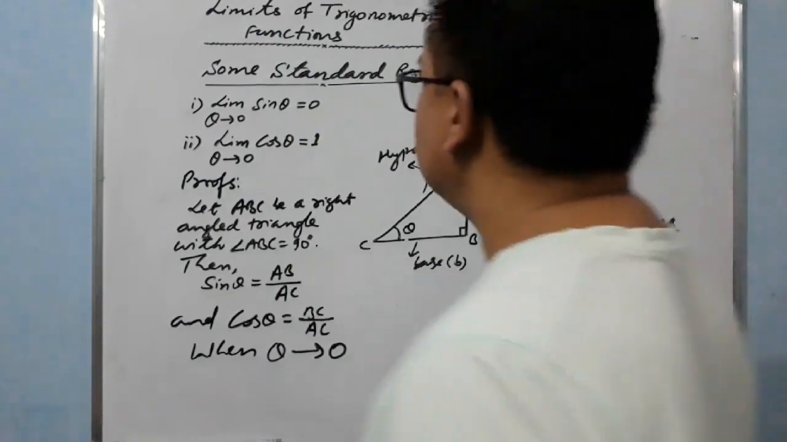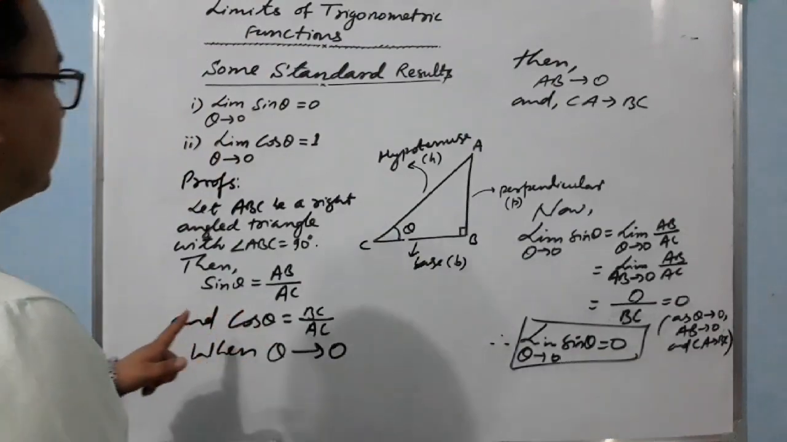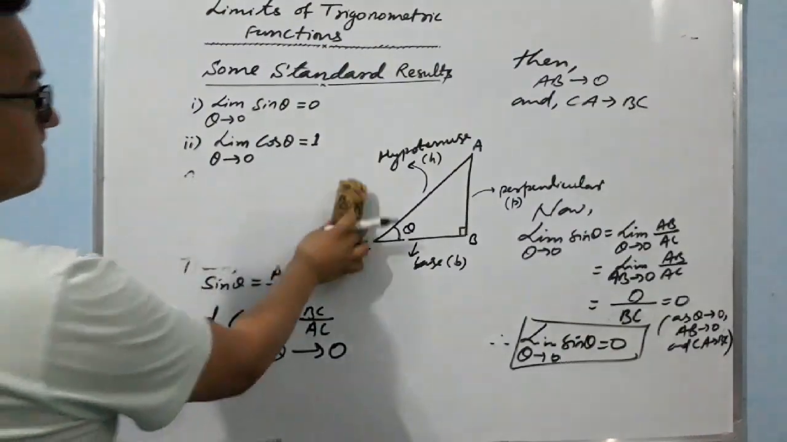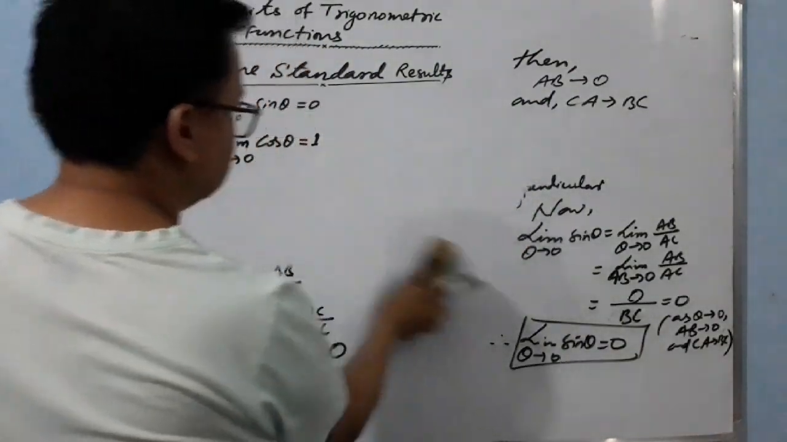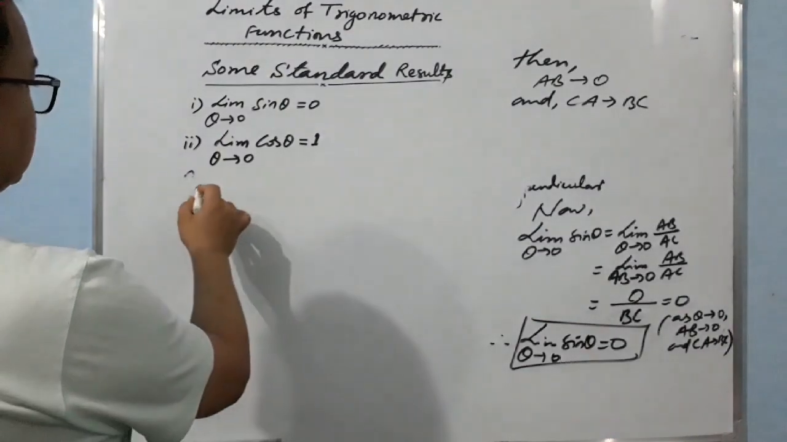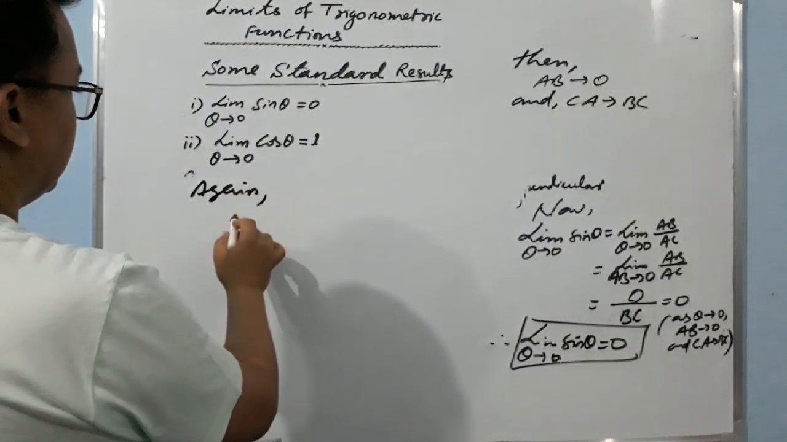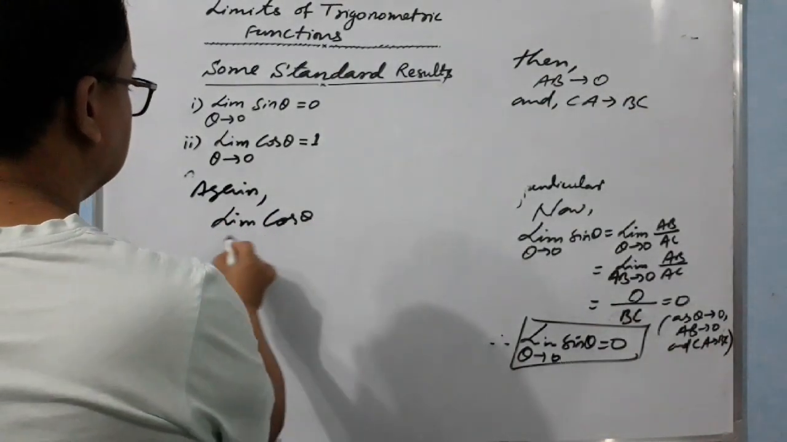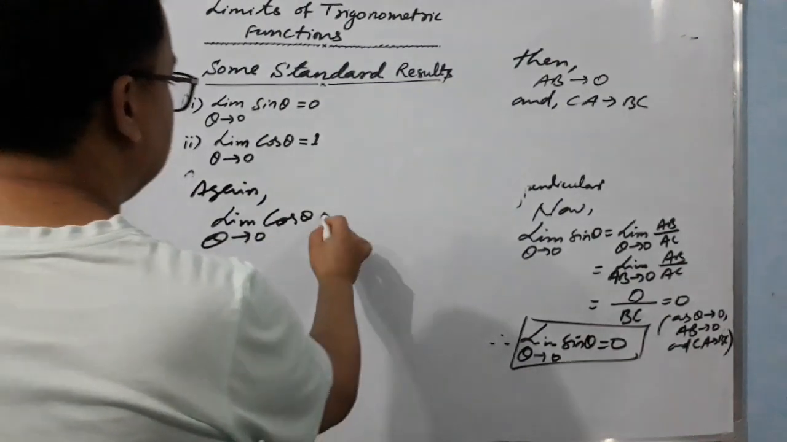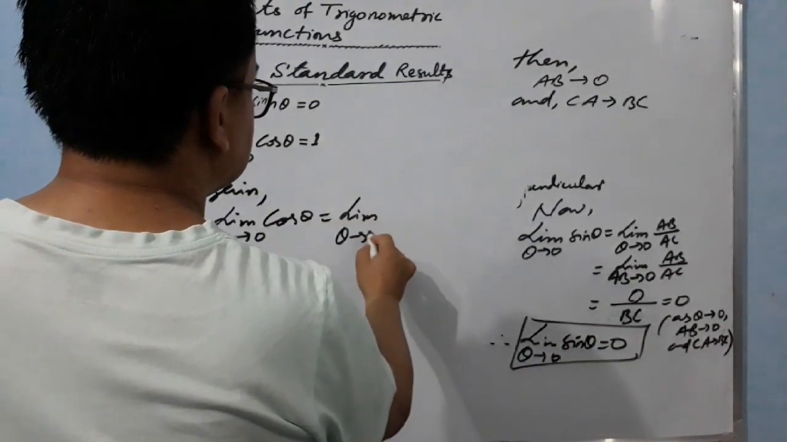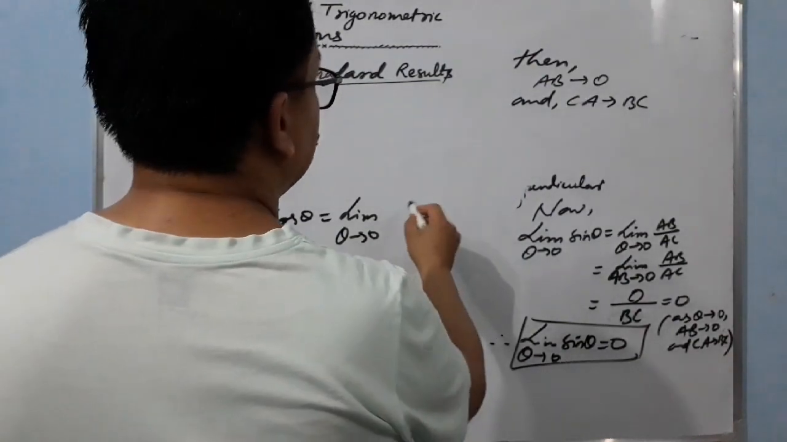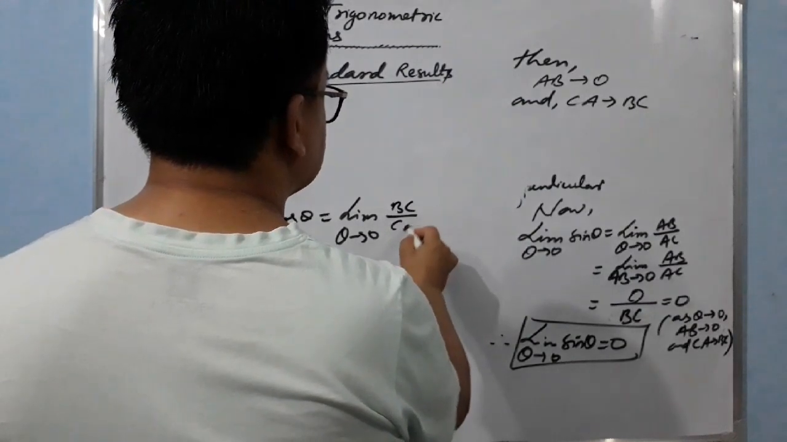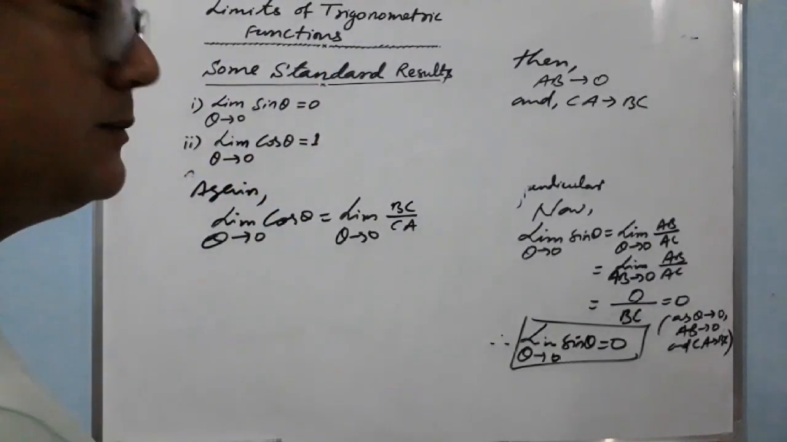For the second standard result, now I'm going to erase this side. I've explained all things, and now for cos theta, again you need to take the limit of cos theta when theta tends to 0. Cos theta means BC upon CA.